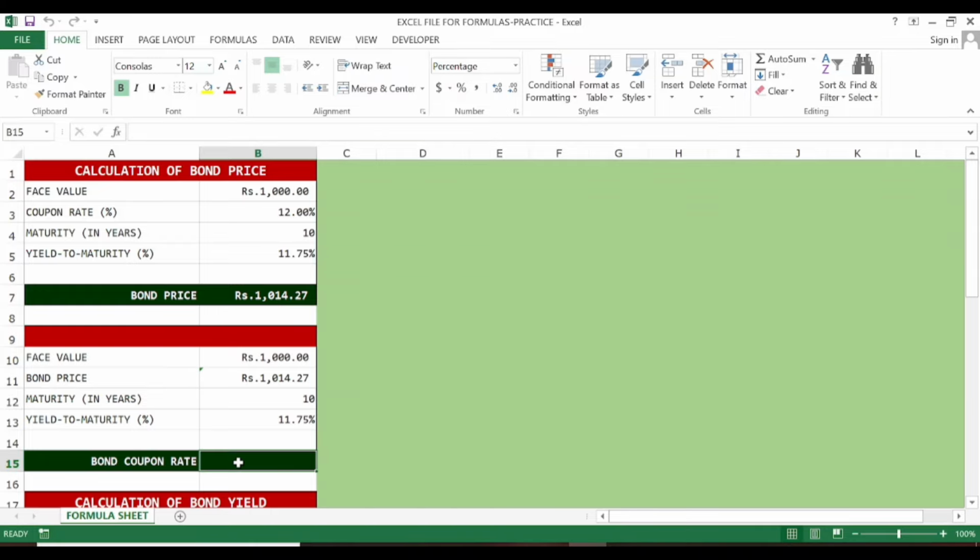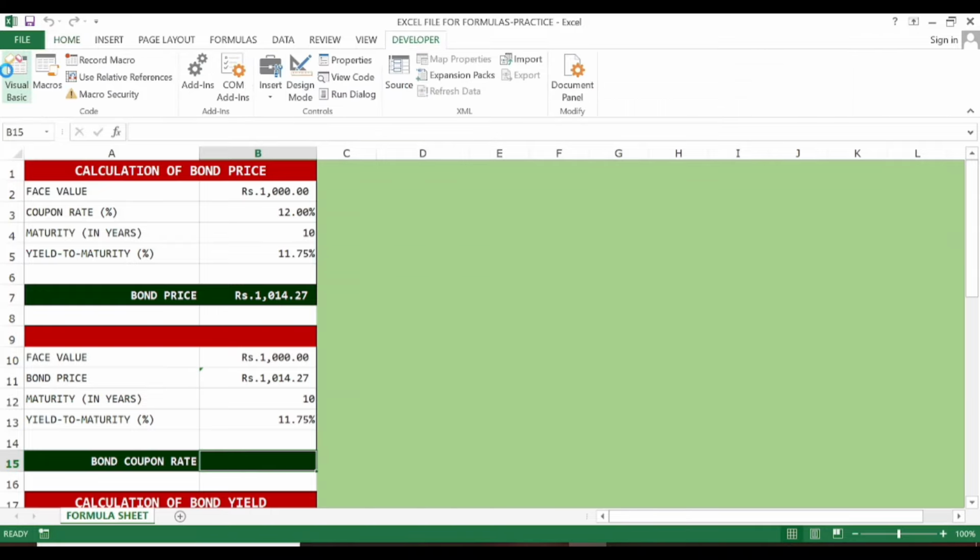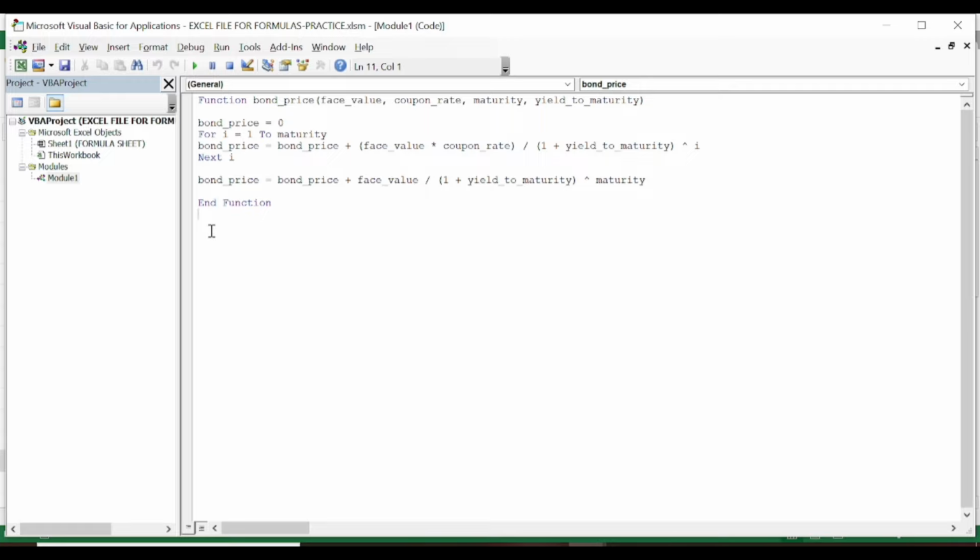Hello everyone. So today in this video we will be calculating coupon rate. So open your previous Excel file and then go to Developer, Visual Basic, and now we'll start the function, that is, the function for coupon rate, and it takes face value, bond price, maturity and yield to maturity.